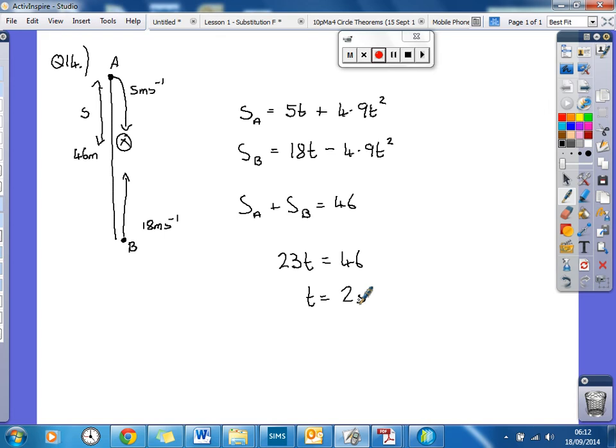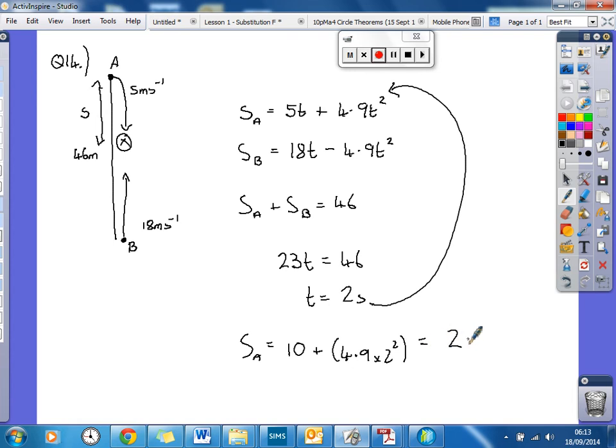Now we don't need to know after how many seconds they collide. We need to know the distance from A. So we plug that 2 seconds back into sA. So that'll be 10 plus 4.9 times 2 squared, and that gives me 29.6 metres.